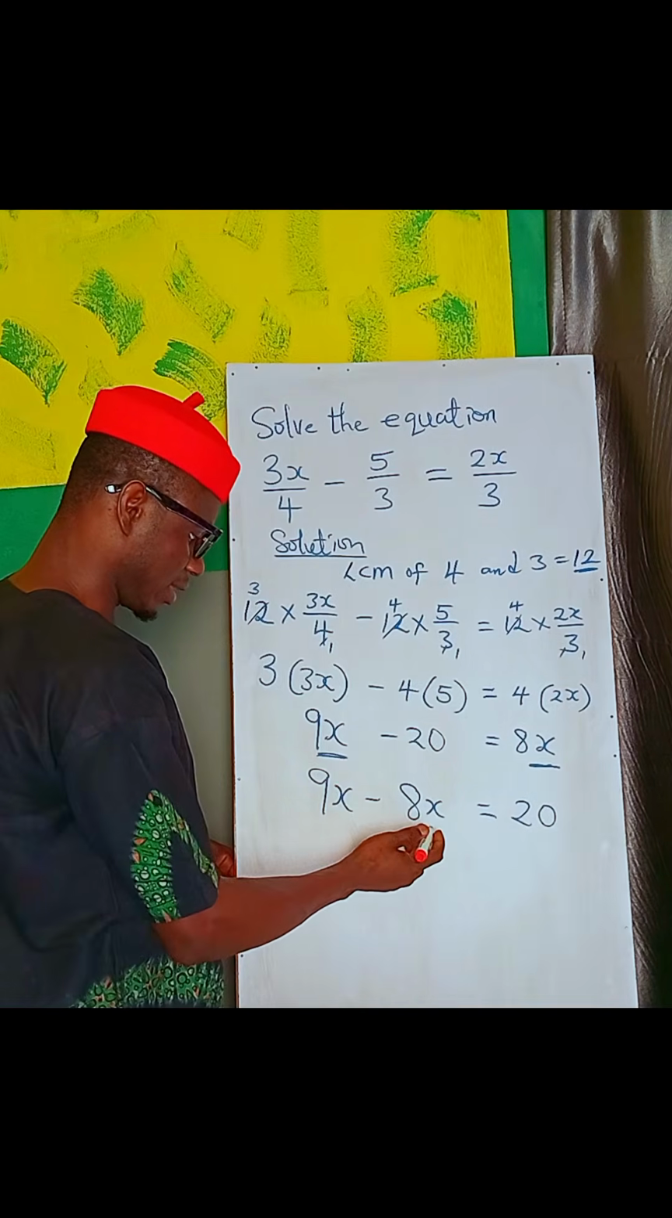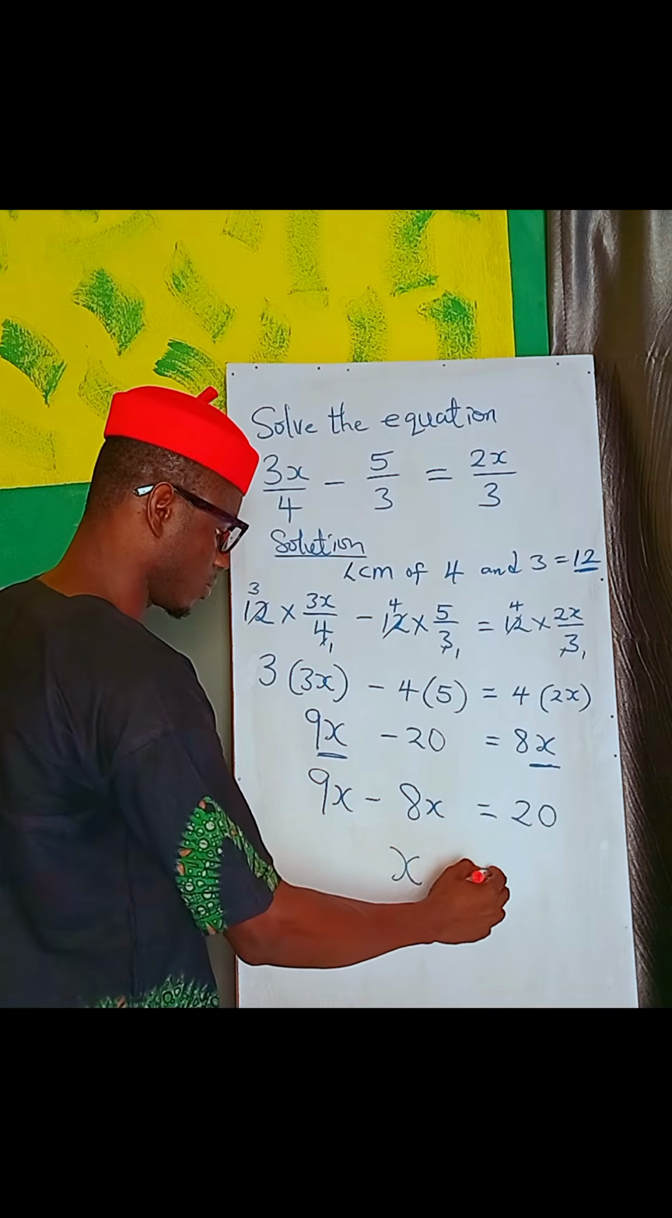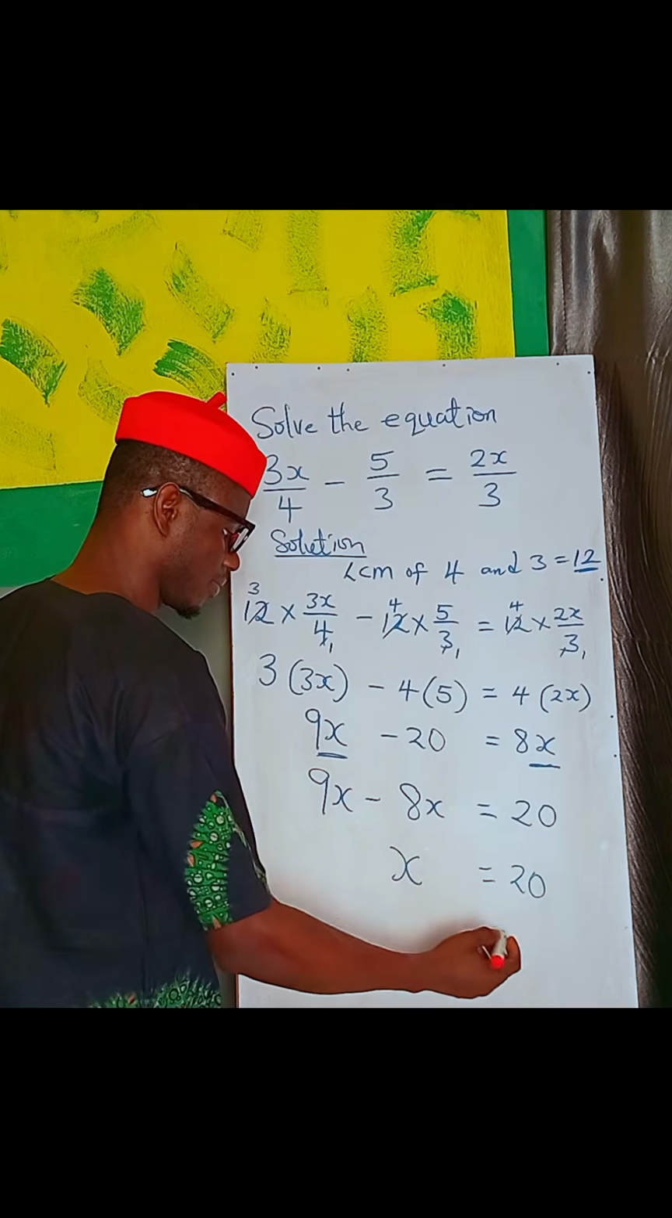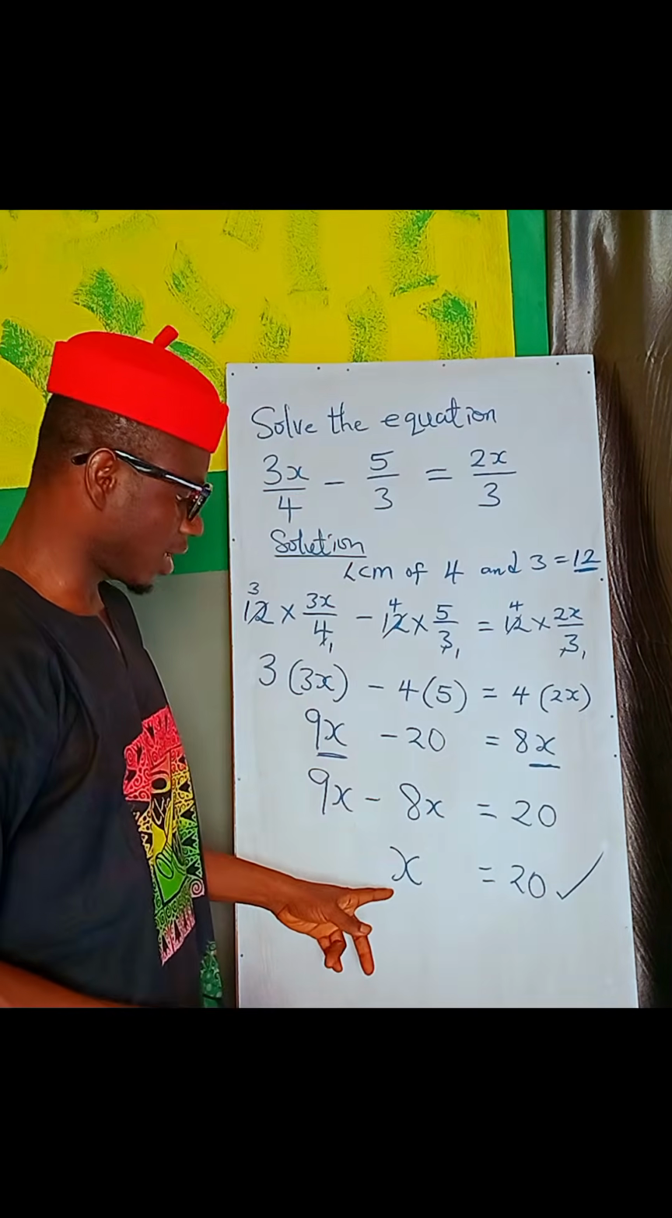So 9x minus 8x, I will be left with only 1x. So I'll have 1x is equal to 20. And this is our answer. So in this equation, x is equal to 20.